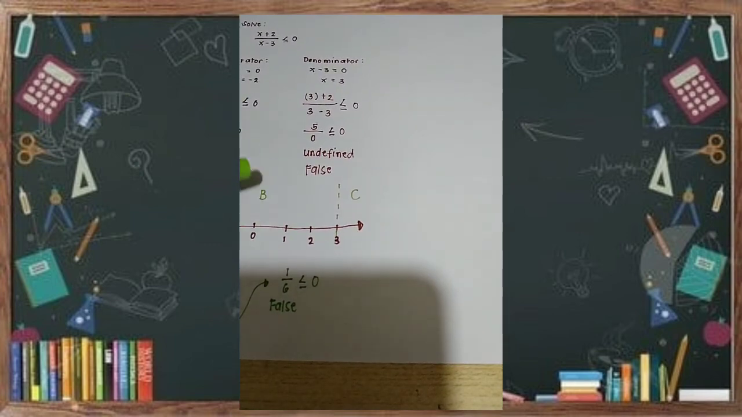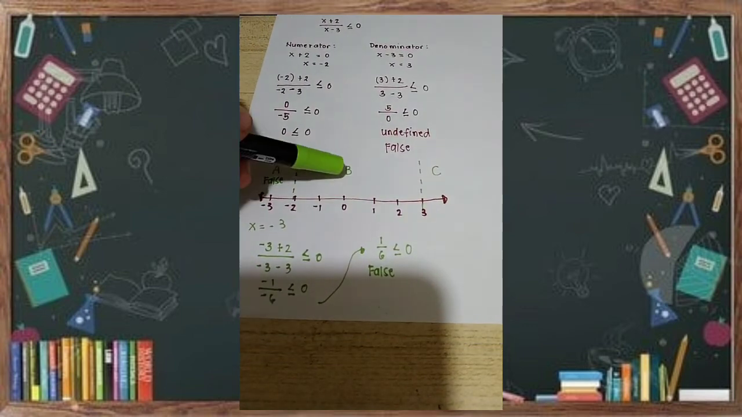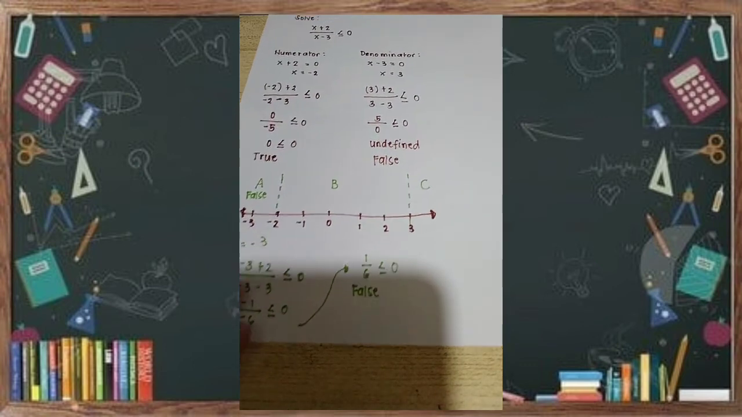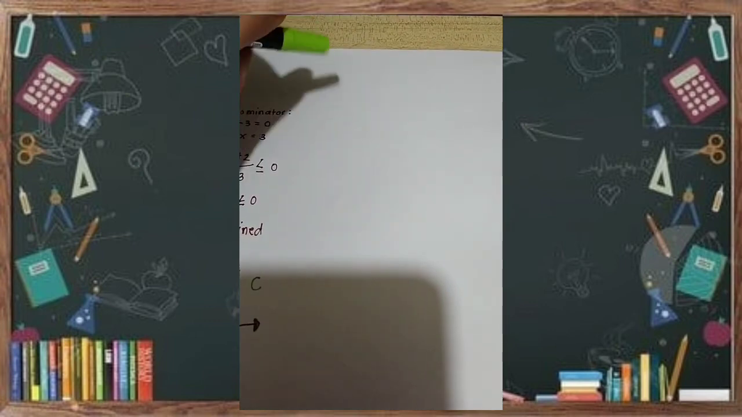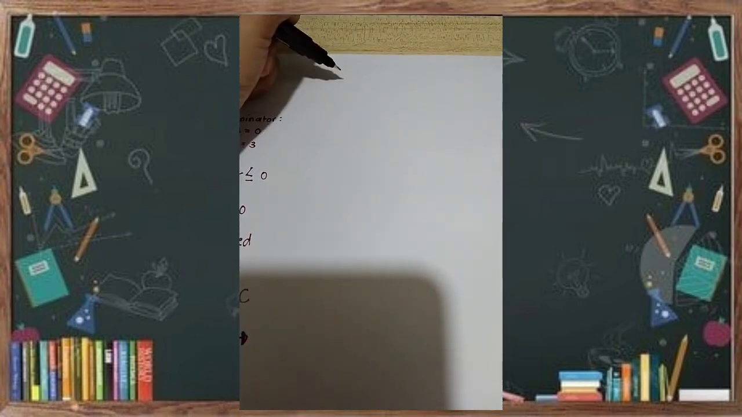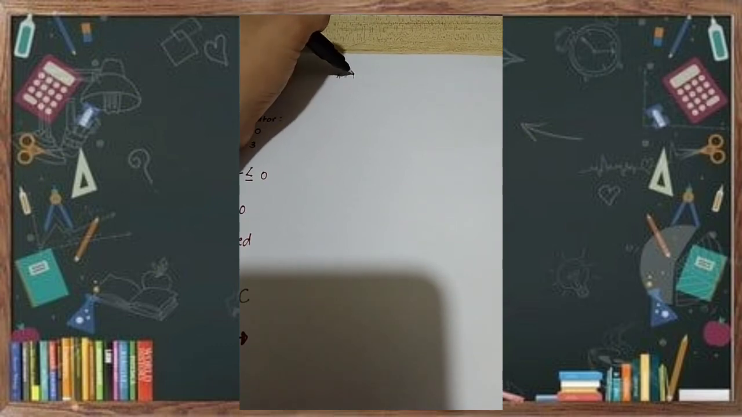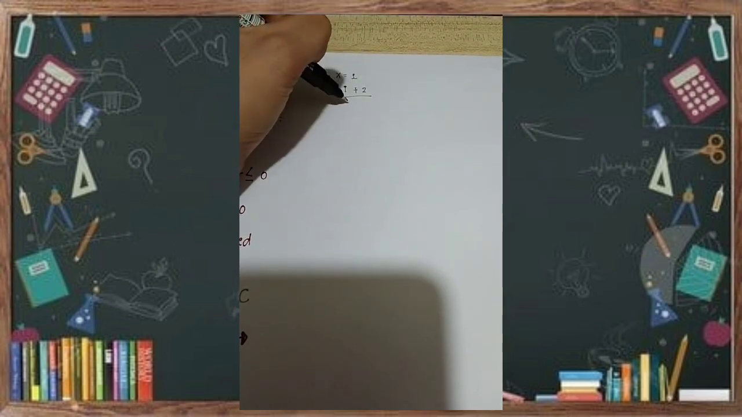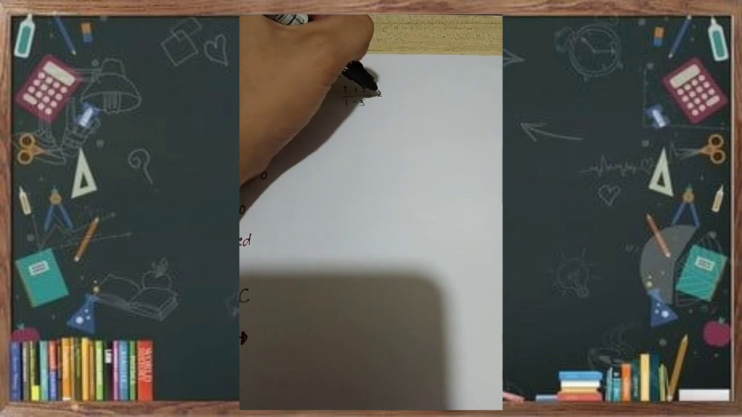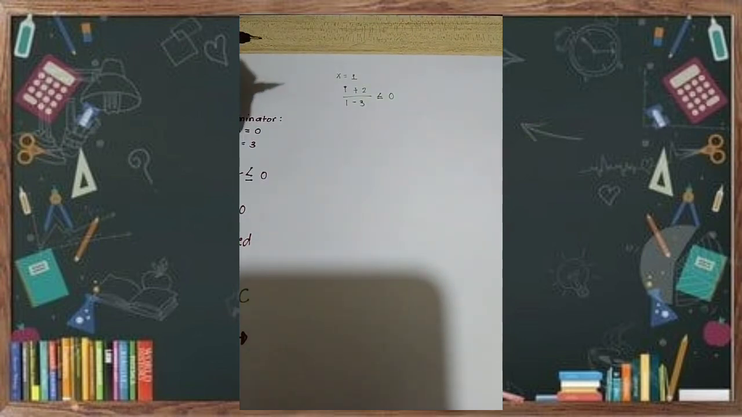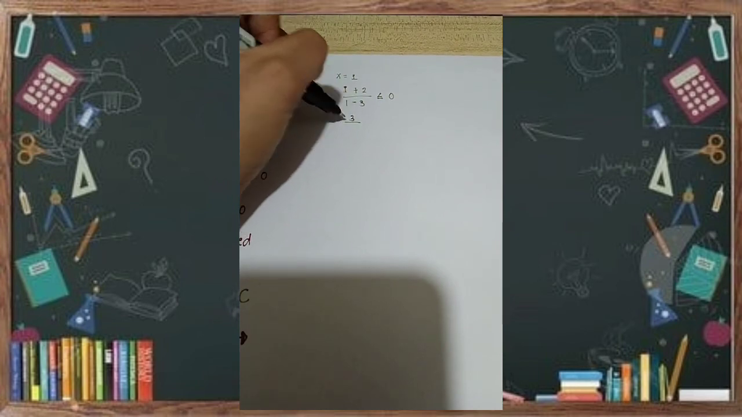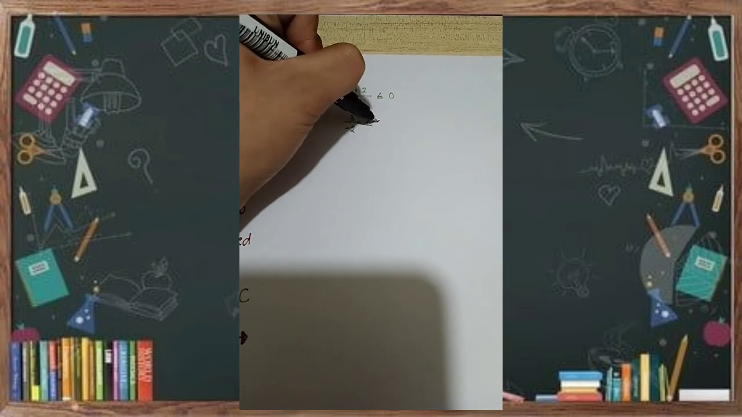Para naman sa mga values ng b, let us pick a number. Ayan. A number sa pagitan ng negative 2 and 3. So, yun ay pwede nating maging x equals to positive 1. Okay? So, x equals to 1. Okay? So, substitute 1 plus 2 over 1 minus 3 is less than or equals to 0. Okay? So, 1 plus 2 ay equals to 3. Then, 1 minus 3 ay equals to negative 2. Okay? So, less than or equal to 0.